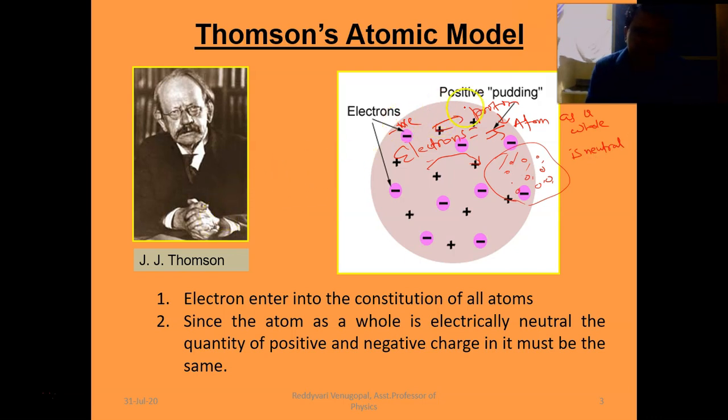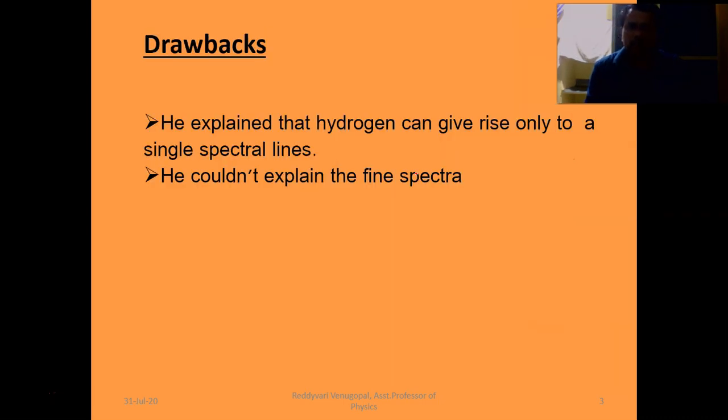Just observe here. These are the electrons, the negatively charged particles, and these are the protons. Just observe, electrons and protons are distributed throughout the atom, but this is not the case. Electrons enter into the constituents of all atoms, but this is not the case. This has so many drawbacks, which we will discuss. He explained that hydrogen can give rise to only a single spectral line. He could not explain the fine spectra of the hydrogen atom.